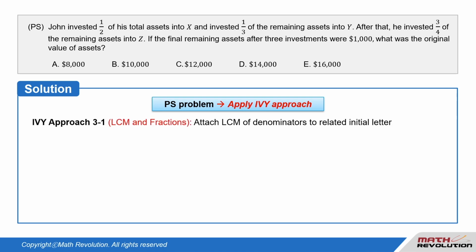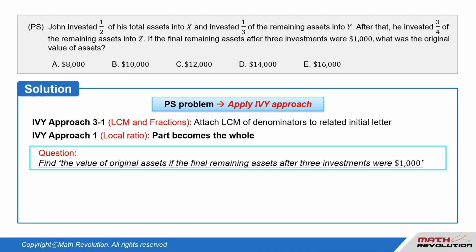Ivy approach 3-1. LCM, least common multiple, and fractions. If we are dealing with fractions, then we attach the LCM of the denominators of the fractions to the related initial letter. Ivy approach 1. Local ratio. Local ratio can also be called a partial ratio. The main concept is that in the local ratio, the part becomes the whole.